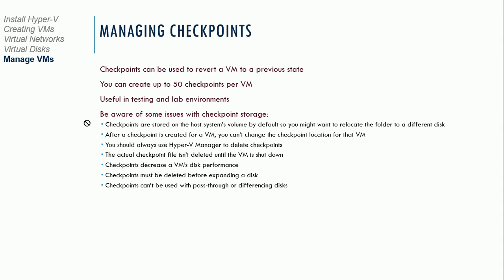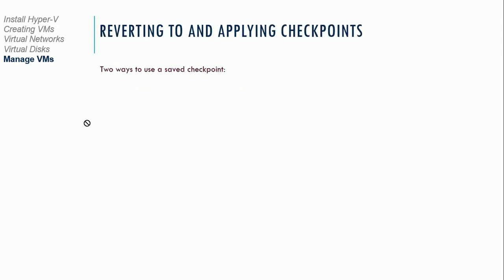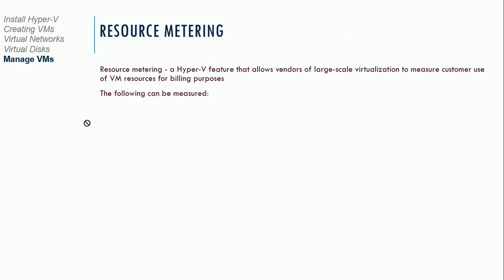In other words, if you're using a pass-through disk, you can't do a checkpoint because it's not a file, it's an actual disk. So it doesn't work with a pass-through disk. Your VM will work more like a traditional computer in that case. So there's two different ways to use the save checkpoint. You can revert, which returns the VM to the state when the most recent checkpoint was taken. And you can apply, which allows you to select the checkpoint to apply. So if you want to go further back in time, for example, you could do that.